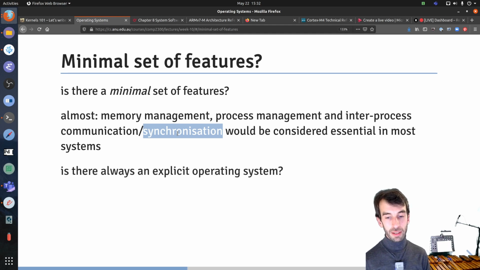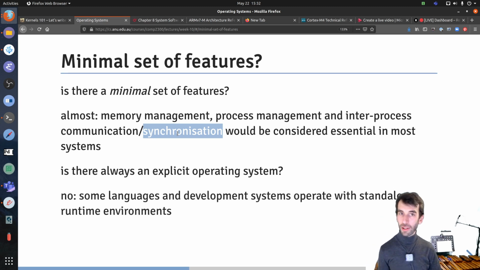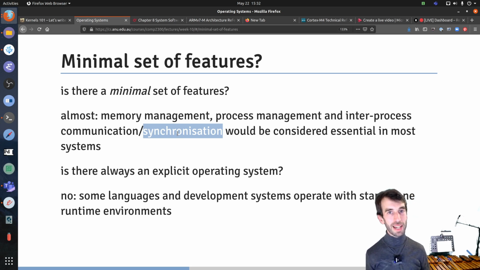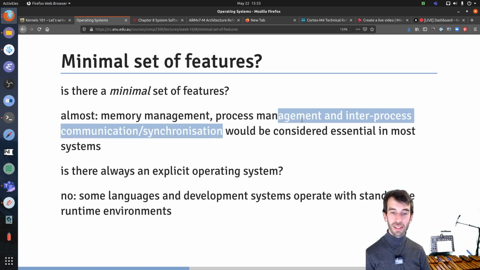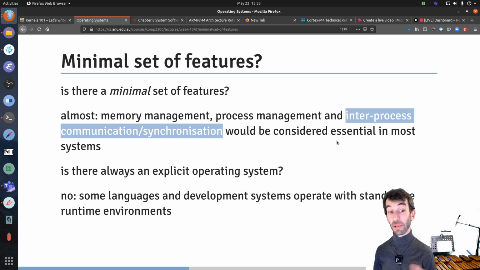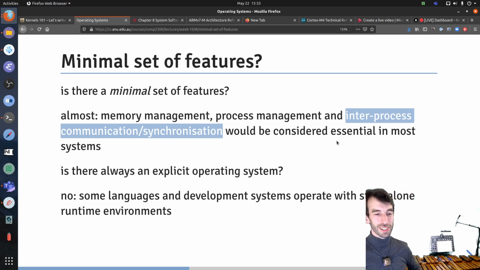So these would be the features that we would consider essential in most operating systems. Another question, is there always an explicit operating system? Well, definitely no, and you've already experienced that because your Disco board is not running an operating system. The way your Disco board is set up at the moment, it has some memory management capacities, but they're not being used very much, and they're certainly not used dynamically as your programs are running. You don't have any capacity for different processors on your Disco board right now, and these other things haven't been implemented at all. Unless you were writing things to memory explicitly, I suppose you could implement inter-process communication.